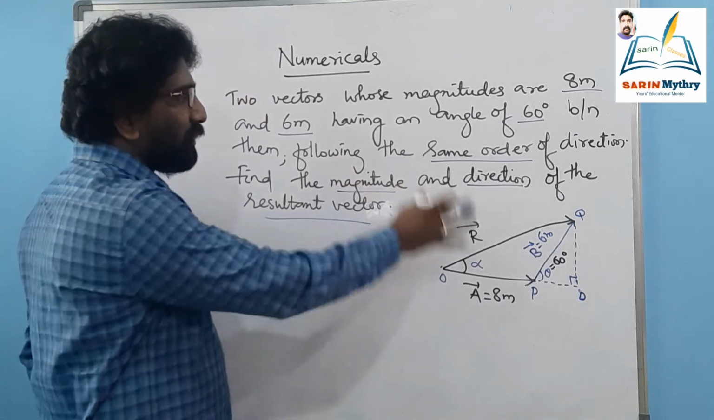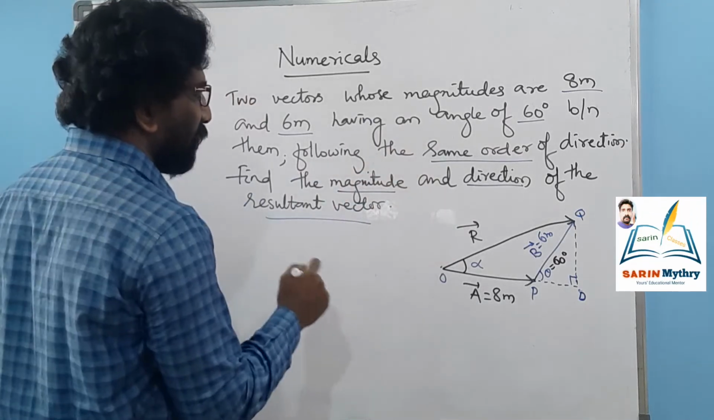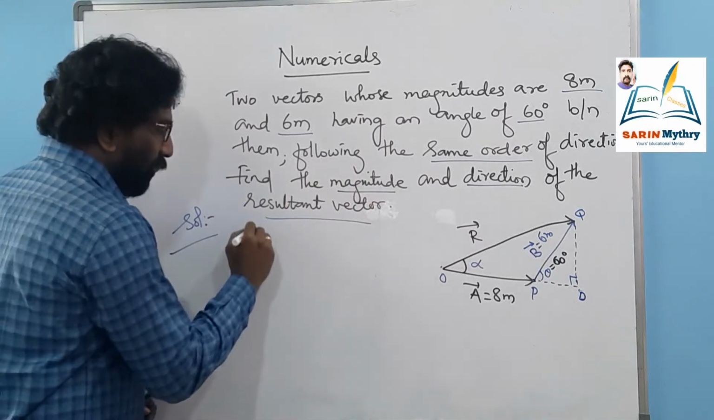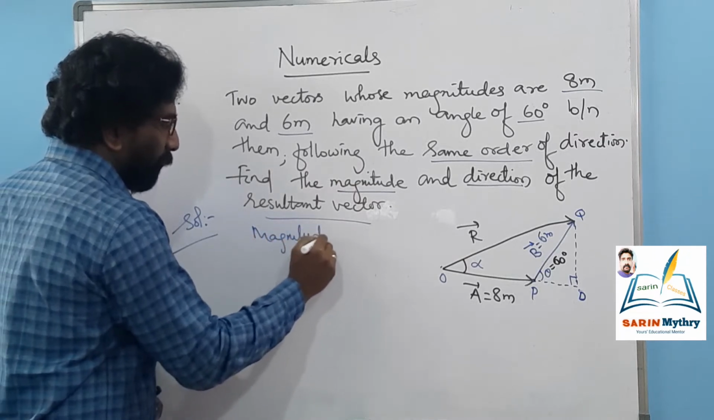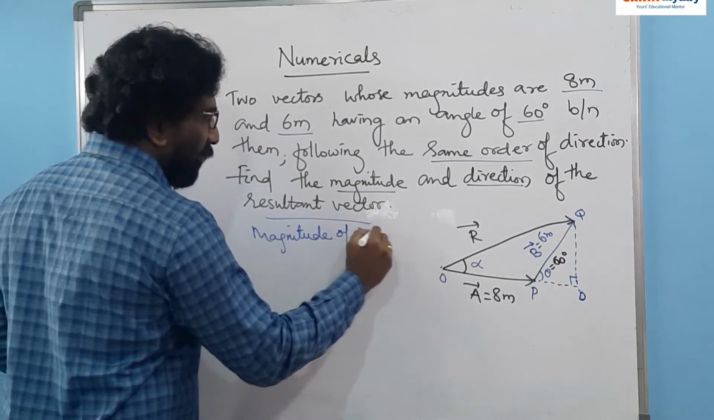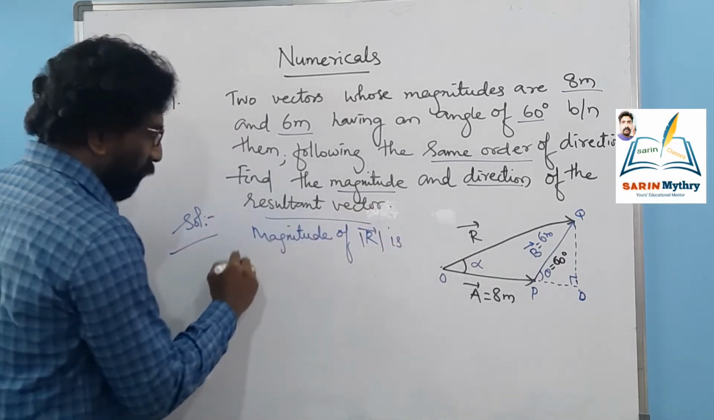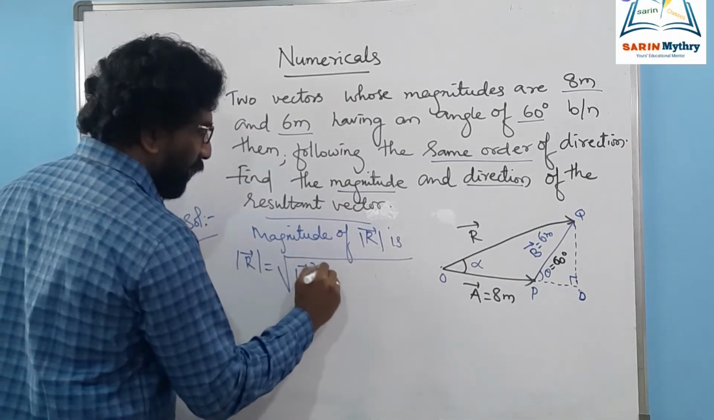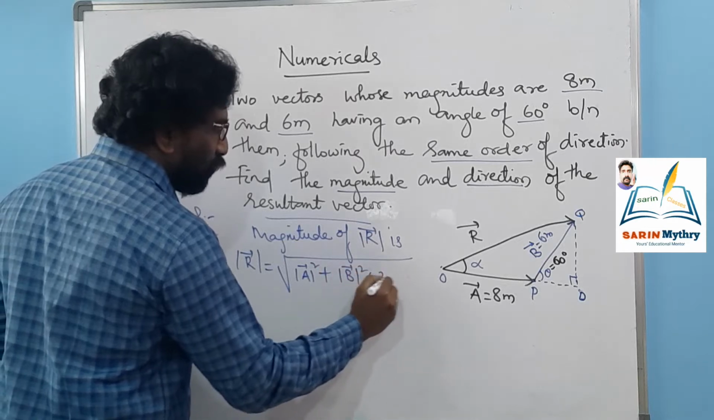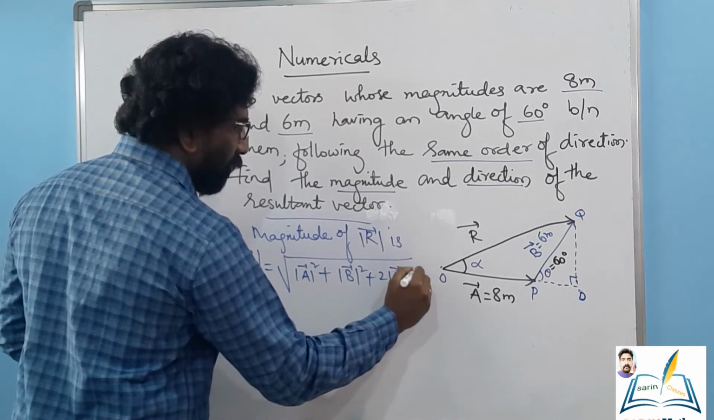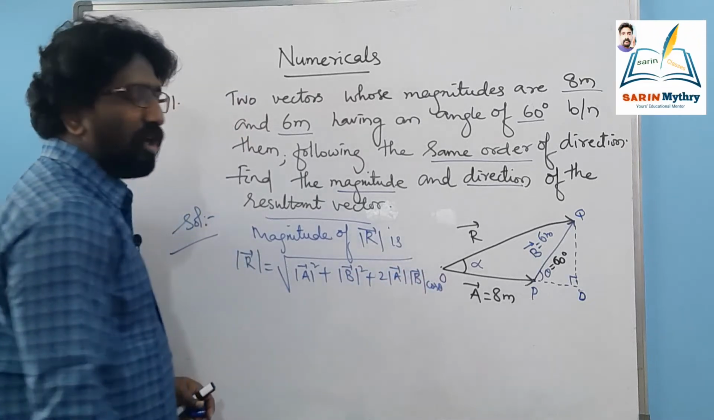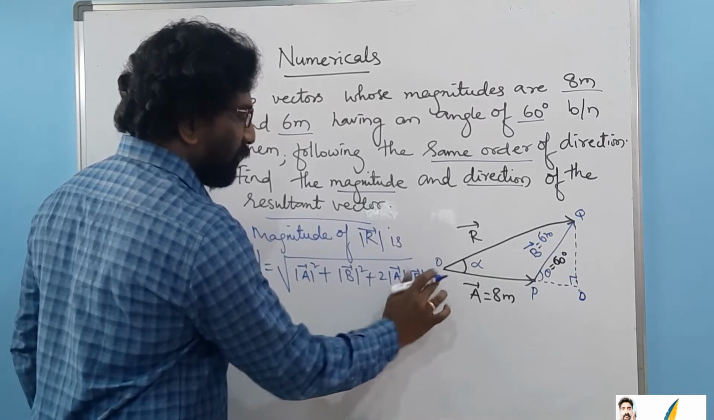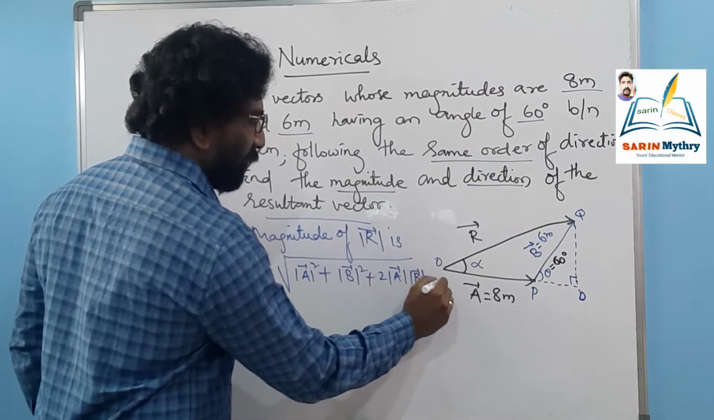Okay. If this is the diagrammatic view of this question, then let us see now one after another the solutions. First one. What is the solution? You are supposed to find out the magnitude. The magnitude of vector R is given by what? The formula is: mod R equals under root A square plus B square plus 2AB cos theta. So this is your formula.